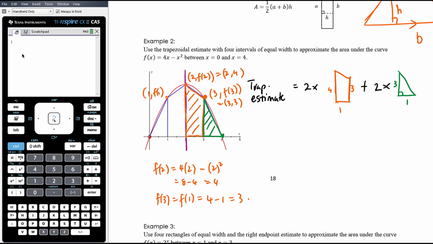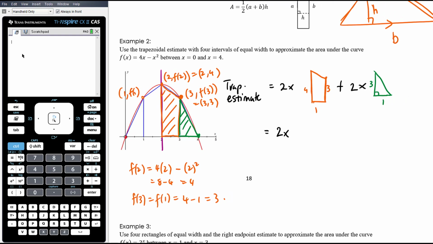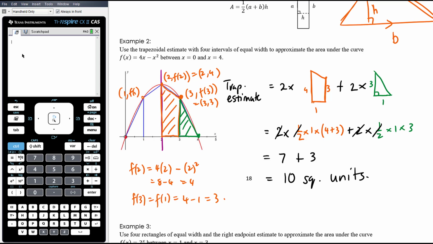Okay, so we can calculate our areas. We have 2 lots of the trapezium, half times the height, which is 1, times 4 plus 3, which is 7, plus 2 lots of the triangle, which is half times the base, which is 1, times the height, which is 3. In this case our 2's and our halves are going to cancel out, so that's really nice. And then we just have 1 times 7, so it's 7, plus 1 times 3, which is 3. So it's 10 square units. That's a pretty close approximation for that area. It's a slight underestimate. The actual area we would expect to be a little bit bigger than 10.